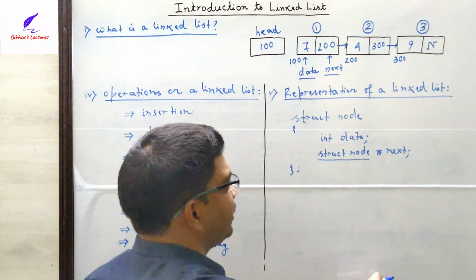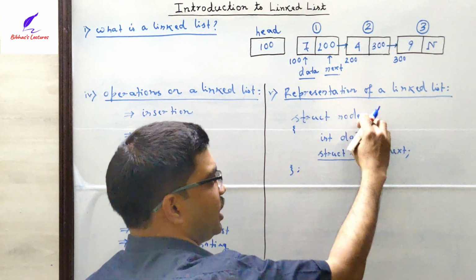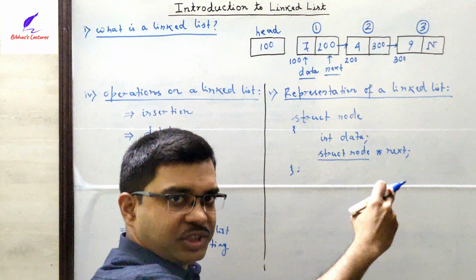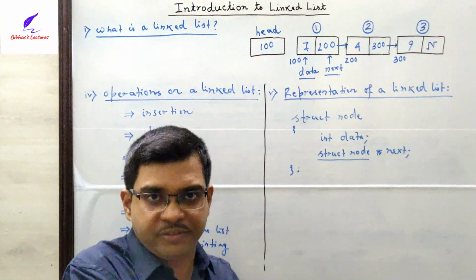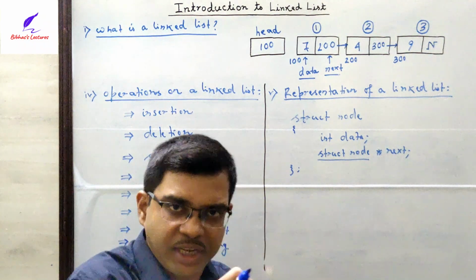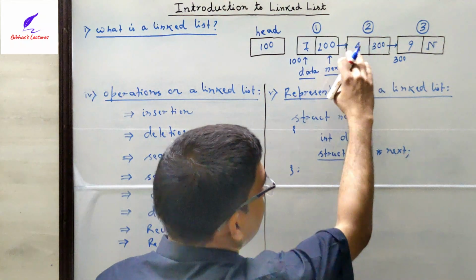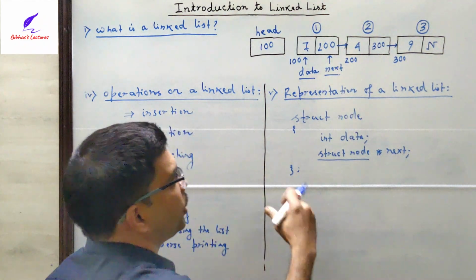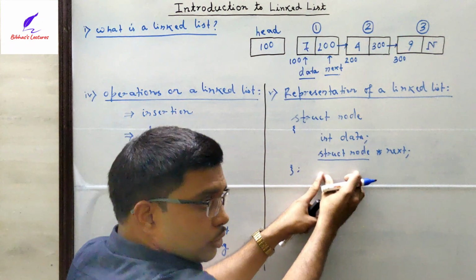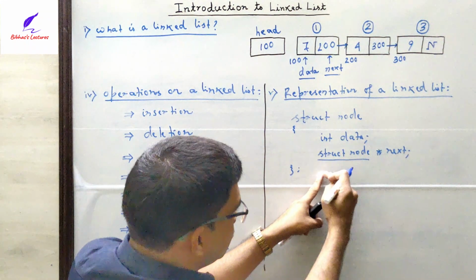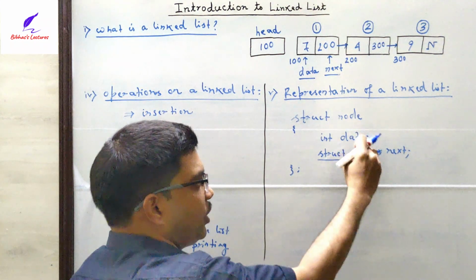Since this is a member of a structure which is referring to the same structure, that's why sometimes this type of structure is also called a self-referential structure. It is referring to the same type of structure. So this is the declaration of the nodes of a singly linked list. Similarly, if we want to declare the nodes of a doubly linked list, the previous part you have to also declare. That time you have to declare it like struct node star previous also. So three parts will be there.